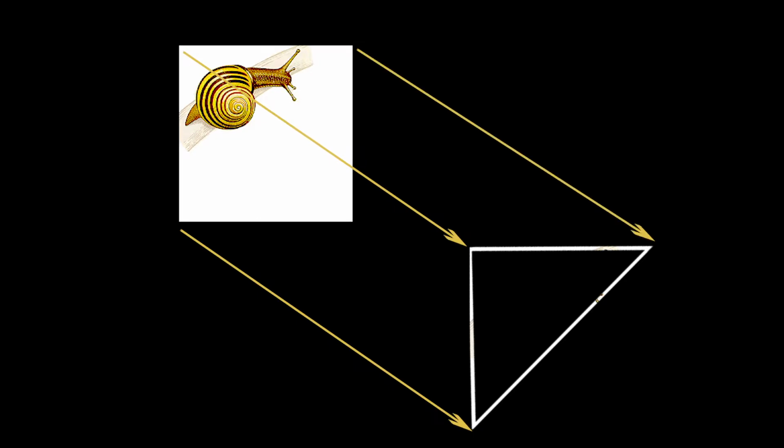You can also put images on your triangles by reading in RGB values from an image file.